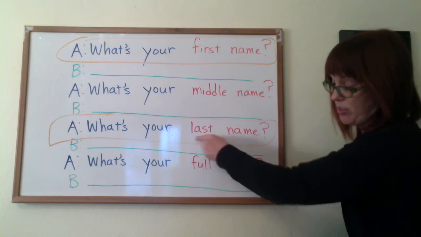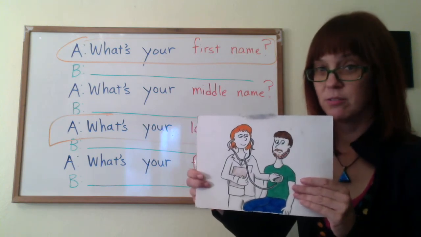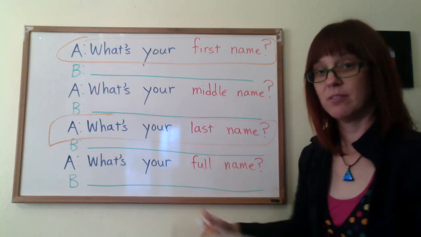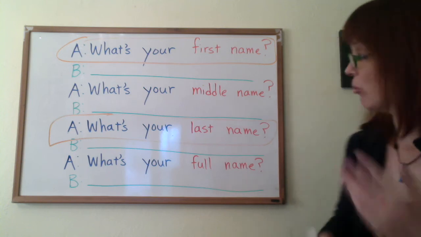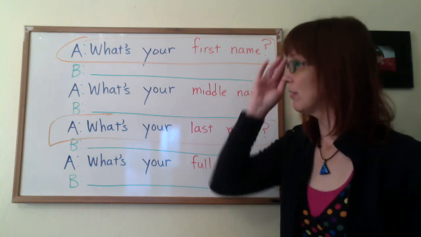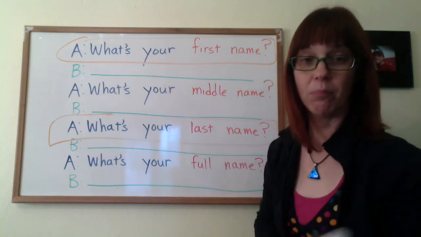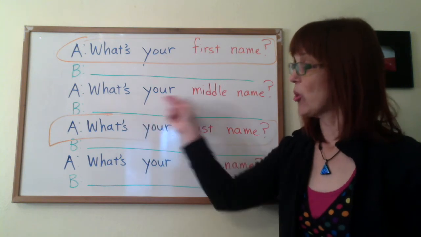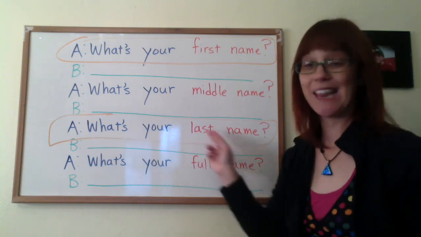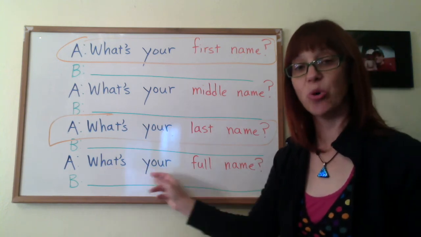And this is the most important, last name. So when you go to the doctor, they ask, what's your last name? That is the most important. So we're going to practice these. So right now, I am A, you are B. What's your first name? What's your middle name? What's your last name? What's your full name?